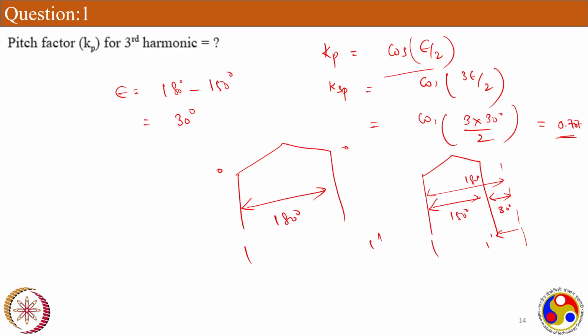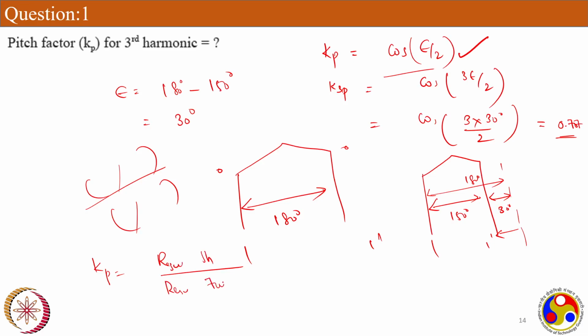There we even derived the entire expression, like how we got the cos epsilon by 2. It's just that we calculate the voltage if it's short pitched, and we calculate the voltage if it's full pitched. Then we cancel out the terms. It's just a ratio. So Kp is nothing but the ratio of the resultant voltage if it's short pitched to the resultant voltage if it's full pitched. So in that you can easily get it. The voltage is reduced by a cos epsilon by 2 factor. So the derivation is available in last week's session. I request you to refer to it once. It will be clear.